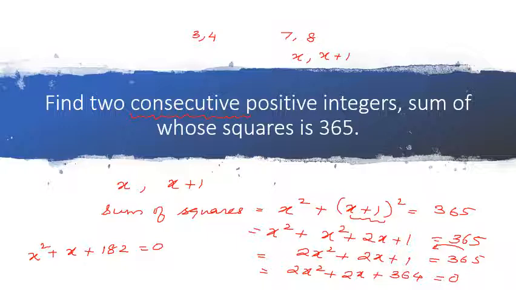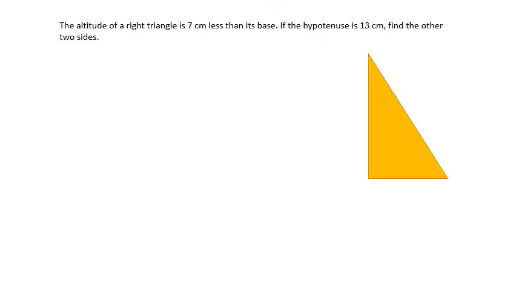Okay, now the next one. The altitude of a right triangle is 7 cm less than its base. Now this is the altitude, this the hypotenuse. Hypotenuse is given as 13 cm, that is the longest side. Find the other two sides. Altitude of a right triangle is, now let this be the base, then this is the height. Now the altitude is given as 7 cm less than the base.